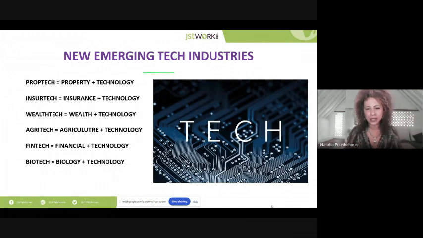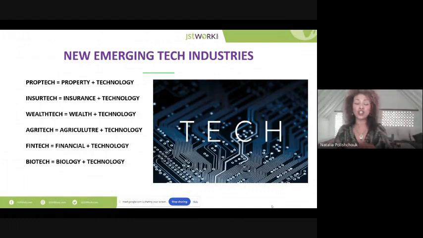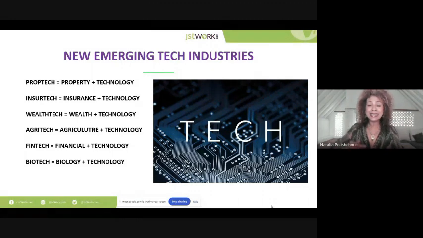So we need to understand that technology is embedding itself and creating completely new sets of industries. So we need to be careful because within traditional industries, we also have new industries. So we are going through this fourth industrial evolution and growth.